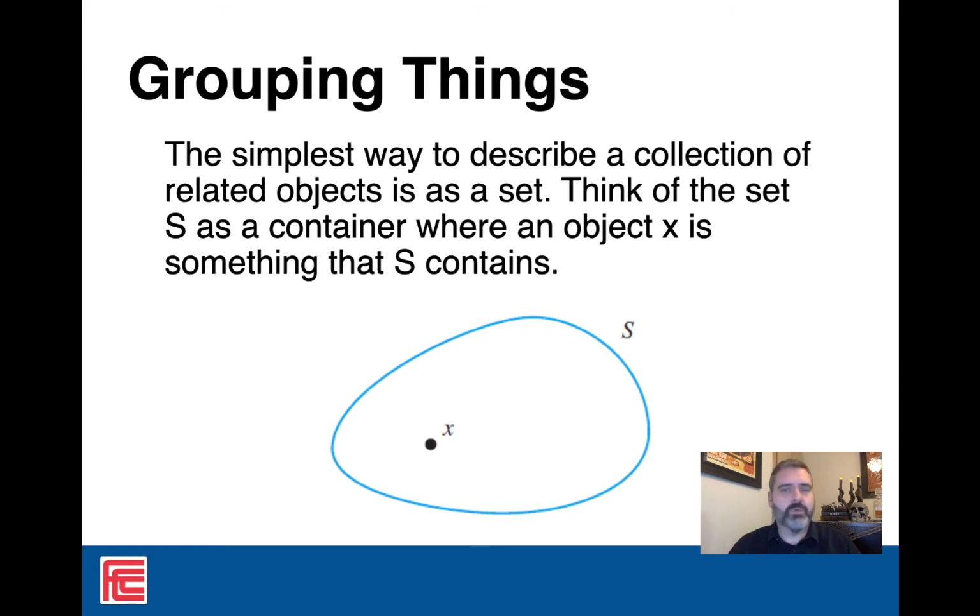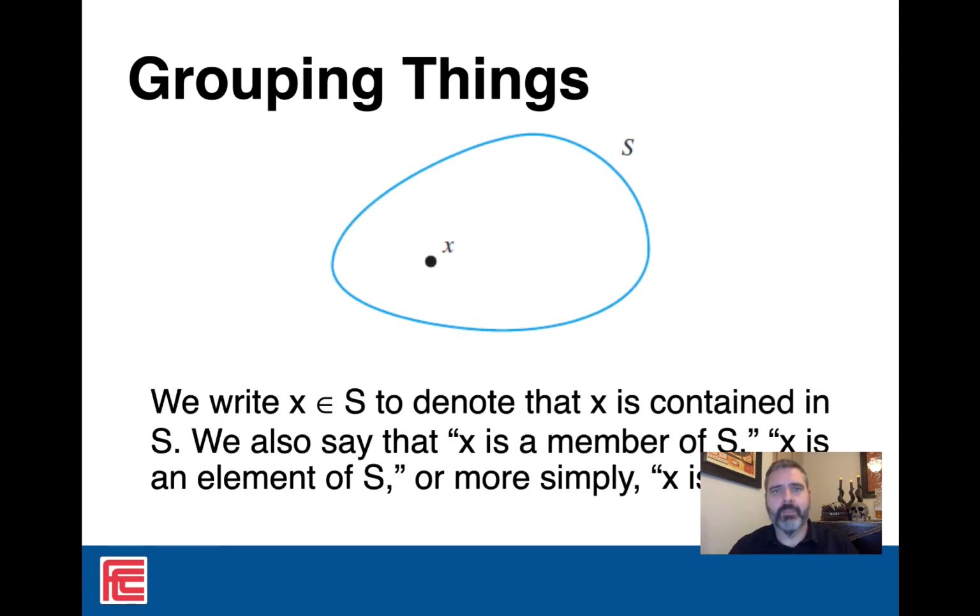And so the easiest way to think of a set is just a group of objects, where some objects are in the group and some objects are not in the group. And so we can represent that by a circle, call it S, as our set. And then we have an element X and we just draw that in the circle. If we draw it outside of the circle, then it would not be a part of the set.